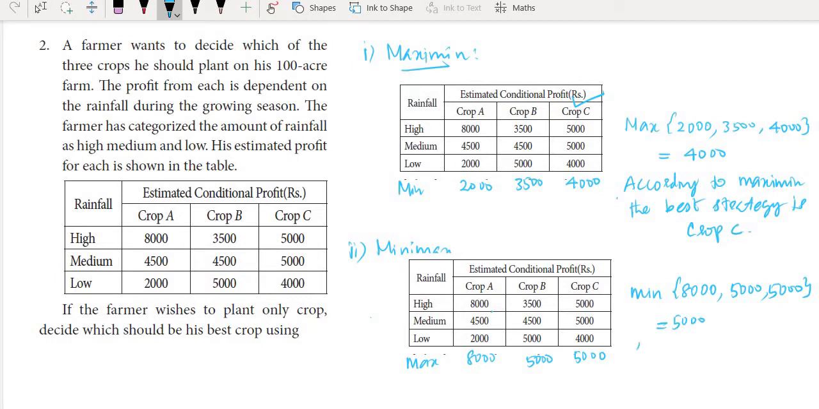So according to this principle, according to minimax, the best strategy can be B or C. He can plant B or C, but personally I will prefer C only again, because the worst case is 4000 actually, but in B the worst case is 3500. So according to this principle, mathematically the best strategies are B or C.